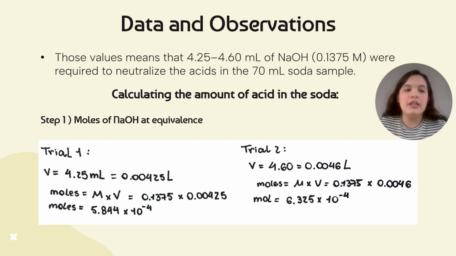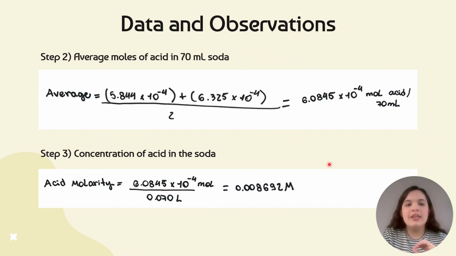So step 1 is to calculate the moles of the sodium hydroxide at the equivalence point. I did the calculations for both trials. You can see here the moles. After, I calculated the average using both values that we found in the previous calculation, and that is the quantity of moles of acid per 7 milliliters of soda. And step 3 is to calculate the concentration of acid in the soda.